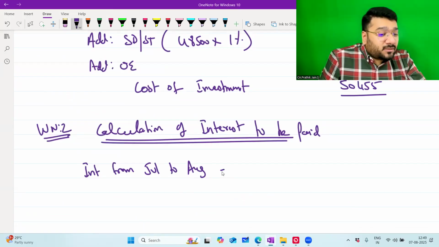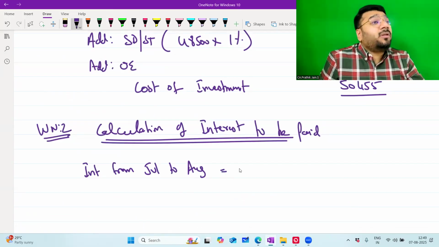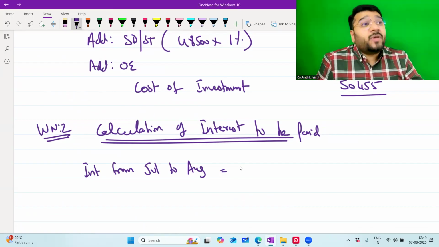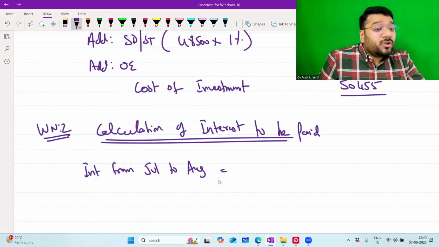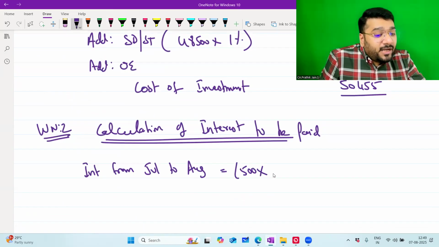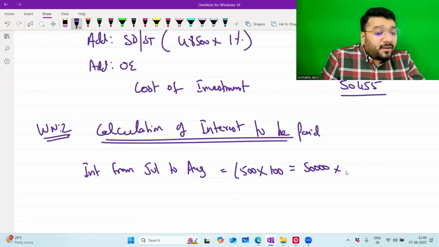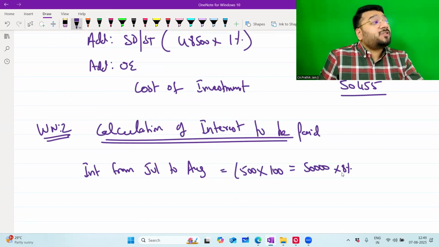Interest from July to August. Interest is calculated on the paid up value. Always on the paid up value. Here the paid up value is not given, so you assume it to be calculated at face value. So how many bonds? 500 into paid up value 100. How much? 50,000. 50,000 multiplied by 8%. This will give you interest for 12 months.